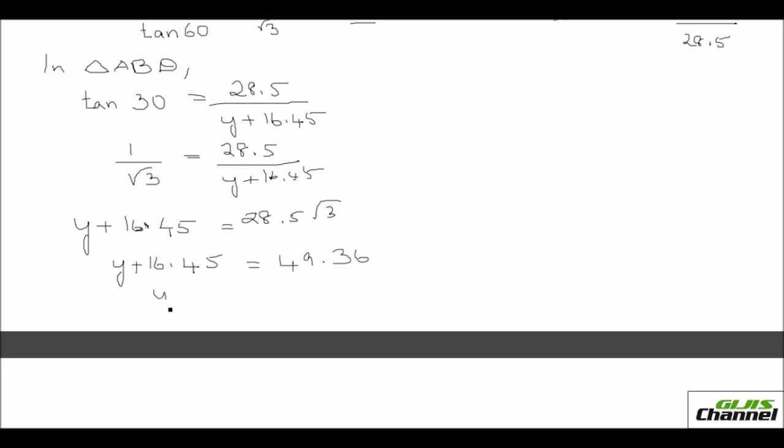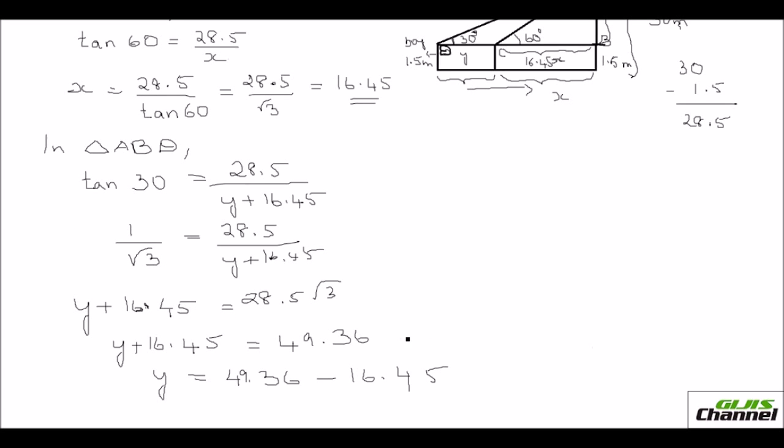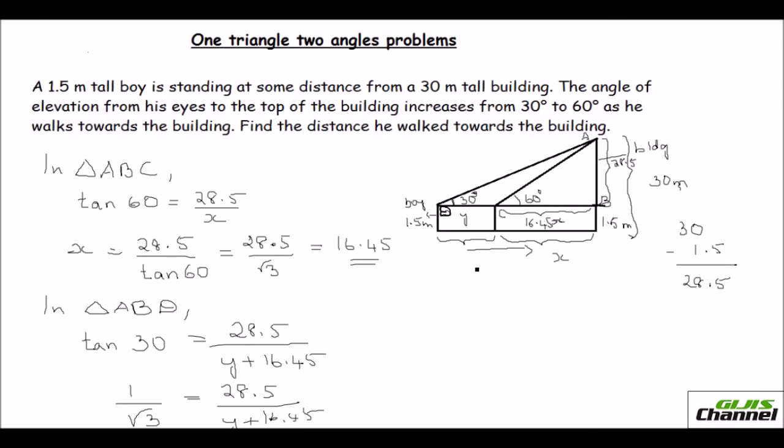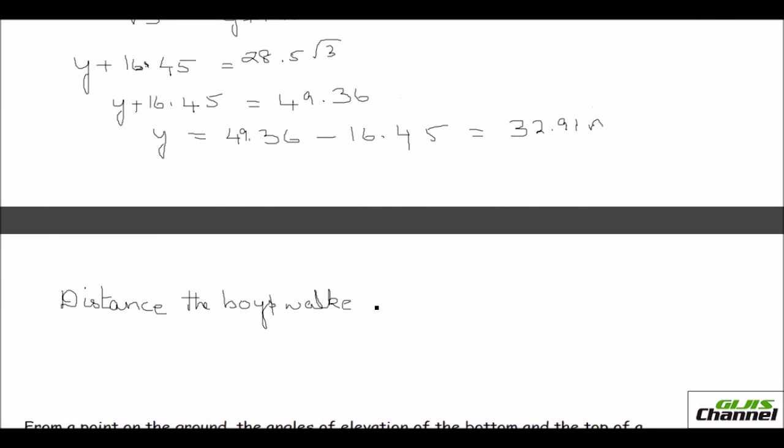Now my y would be 49.36 take away 16.45. My y is now equal to 32.91 meters. Your y is the distance the boy covered, right? So the distance he walked towards the building will be y, which is 32.91 meters. So that's it.